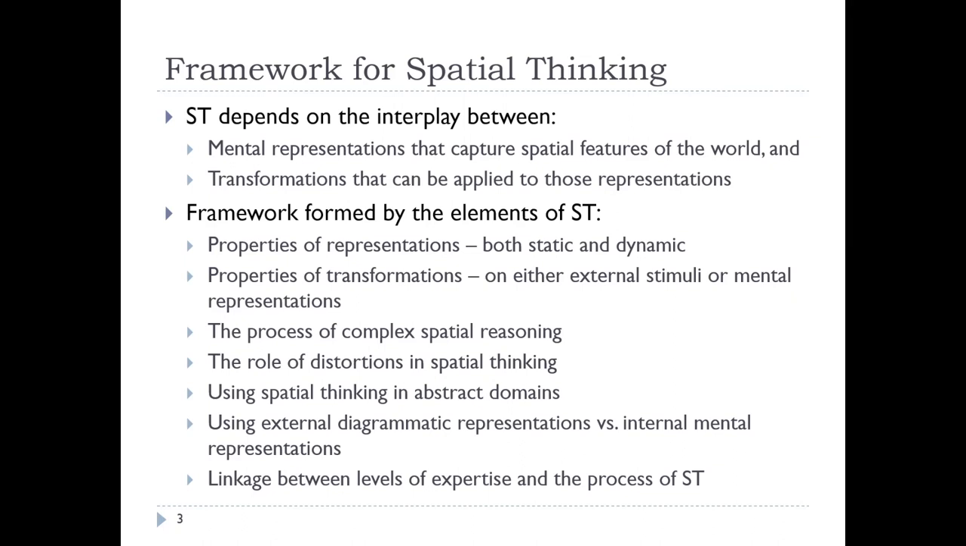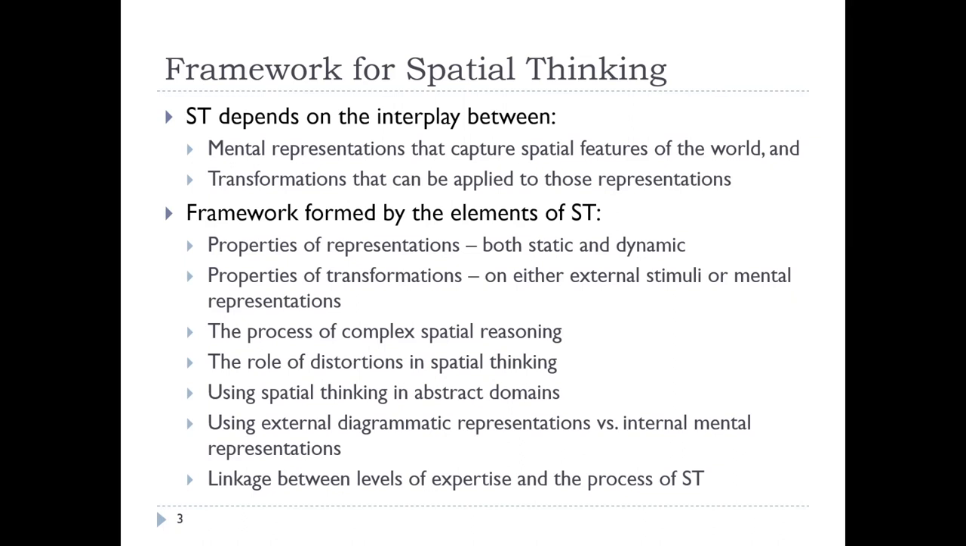And so the framework is formed by a bunch of these different elements, and we've talked through most of these already. There are properties of that representation, both static, one point in time, and dynamic, changing over time. There are properties of the transformation, whether we do that physically or mentally. There's the process of complex spatial reasoning, which gets us to those answers. Why we're doing this is to better understand what's going on, to be better able to reason out the solution to the situation or the problem that we're dealing with.